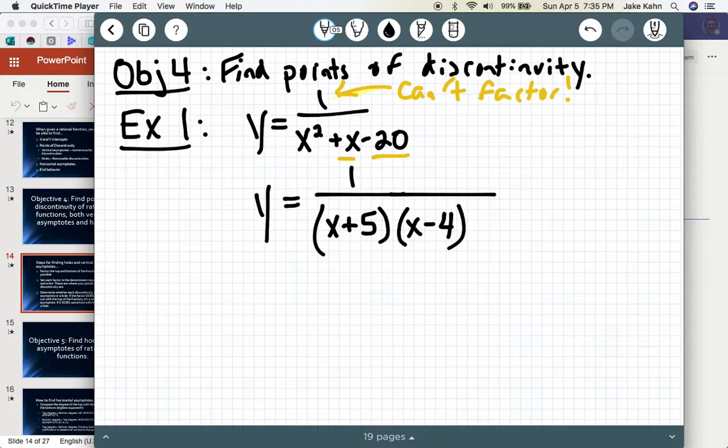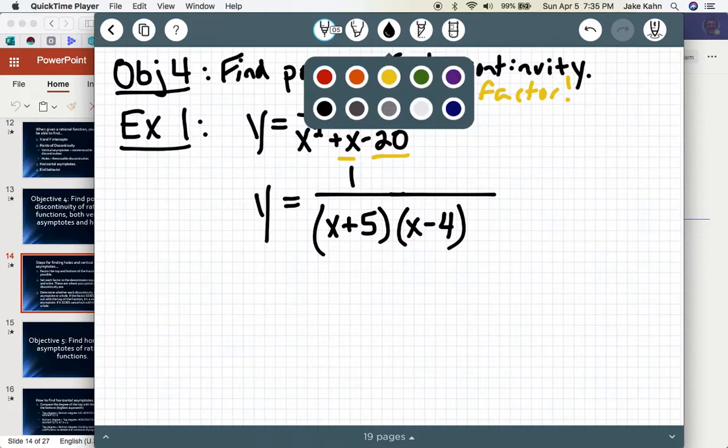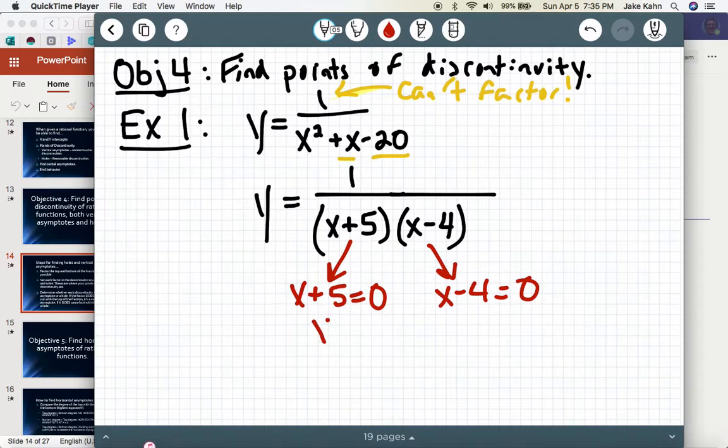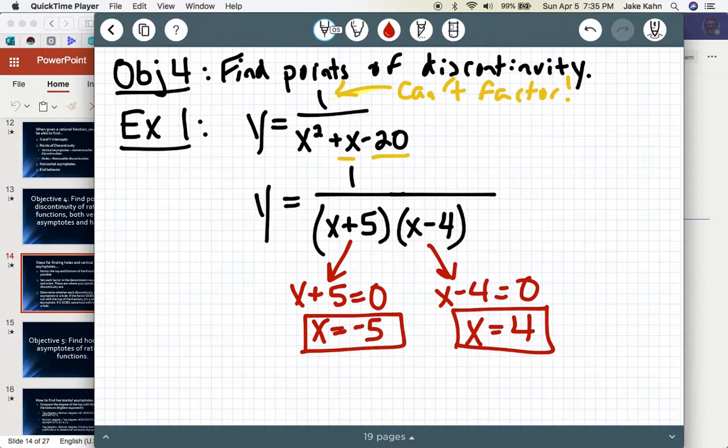Okay, so now step 2 is we set the bottom factors equal to 0. X plus 5 and x minus 4, set them both equal to 0, and solve for x. Subtract 5 from both sides here, we get x equals negative 5. Add 4 to both sides here, we get x equals 4. These are my points of discontinuity. But you have to determine in step 3 whether they are a hole or whether they are a vertical asymptote.